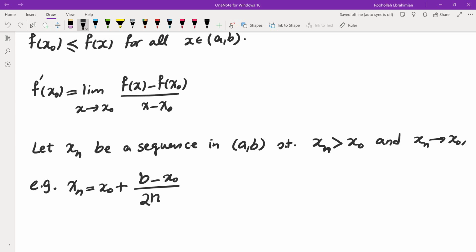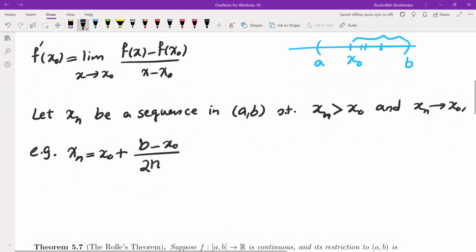Just to give you an idea of how I came up with this sequence, take this interval from a to b and look at the point x naught. Take this and divide this one into smaller pieces, so 2 and then 4 and then 6 and so on. When you do that, you get a sequence that approaches x naught from above.